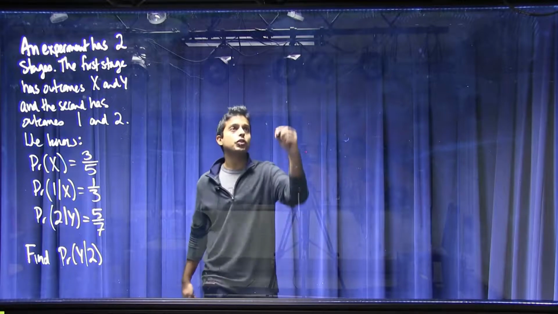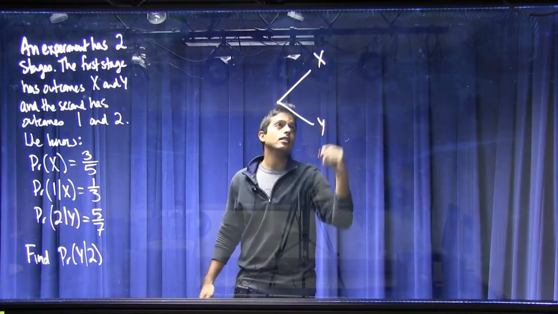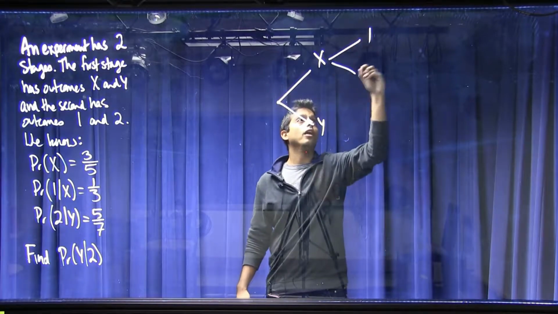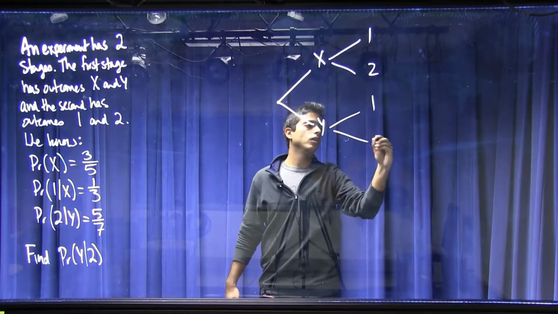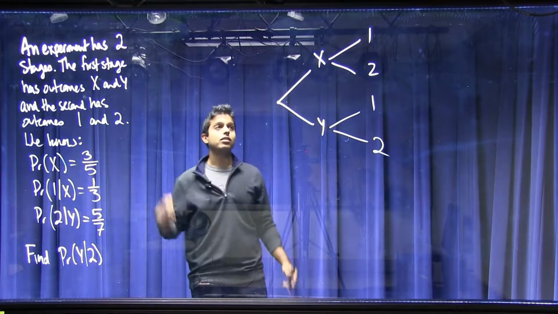Alright, so let's start drawing our tree. So the first stage has two outcomes, x and y. The second stage has two outcomes, 1 and 2. And now let's start putting probabilities in here. So we know the probability of x is 3/5.